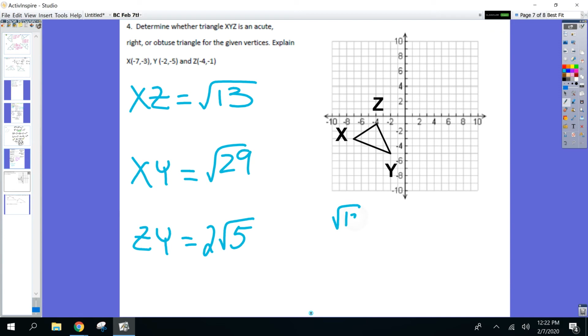Radical 13 squared plus, what's the other smaller side? Did we learn anything yesterday when we do this? 2 radical 5 in parentheses squared. Compare it to the larger side, radical 29 squared. Let's see how they compare.